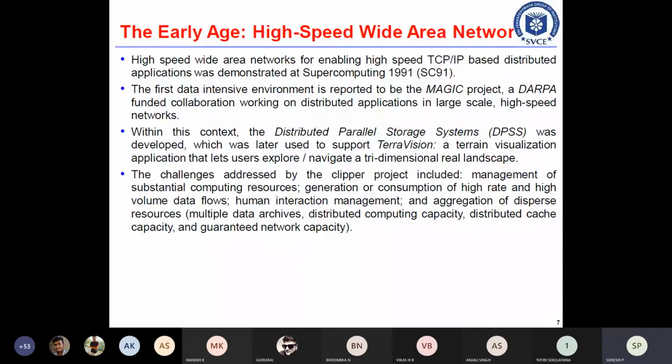Next, in this early age, apart from these important points, it provides remote visualization of large and complete data sets. Complete visualization is available for the large and complete data sets. You have different data sets, which may be structured, unstructured, or semi-structured.